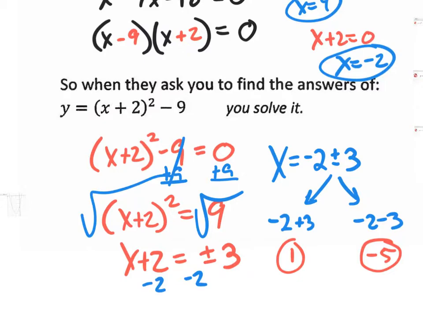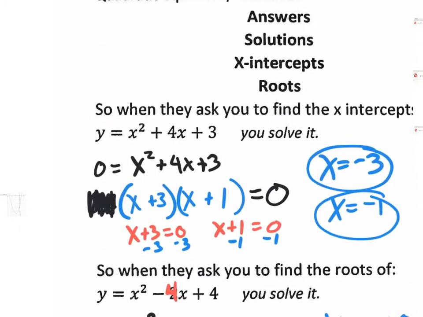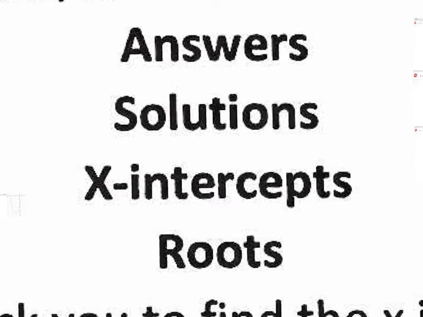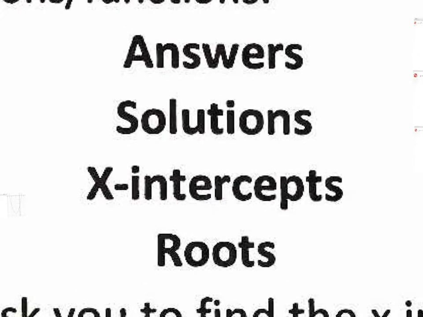So again, this whole video so far is all about understanding that these words all mean the same thing, right? The answers, the solutions, the x-intercepts, the roots. So why do they call it x-intercepts? Because wherever they cross the x-axis, those are your answers. Why do they call it roots? Because sometimes we have to apply square roots to find the answers, algebraically.